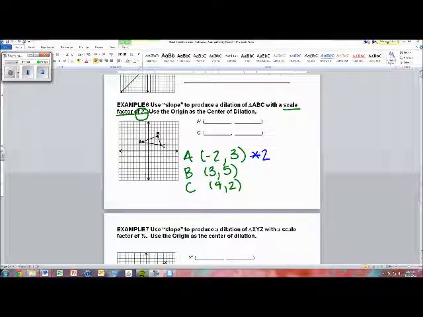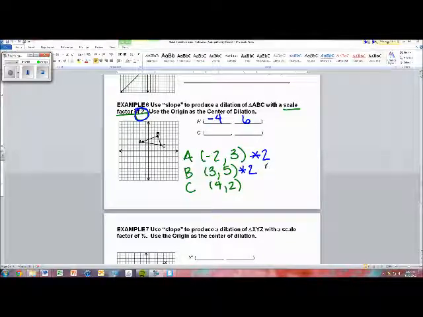Well, -2 times 2 is going to give me -4. So my new A is going to be at -4. And +3 times 2 is +6. So the final ordered pair is -4, +6. I do the same thing for B. We're going to do that even though it doesn't ask you to, because I think you need the practice. So for B, I'm going to multiply each of these times +2. Again, because my scale factor was 2.